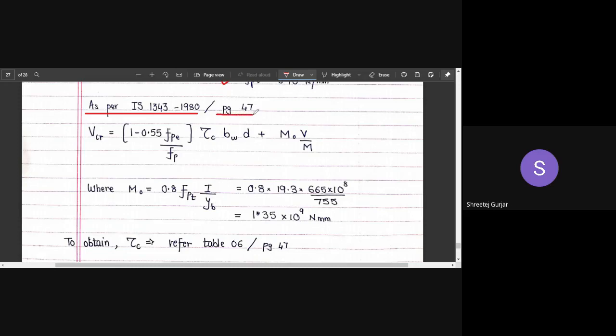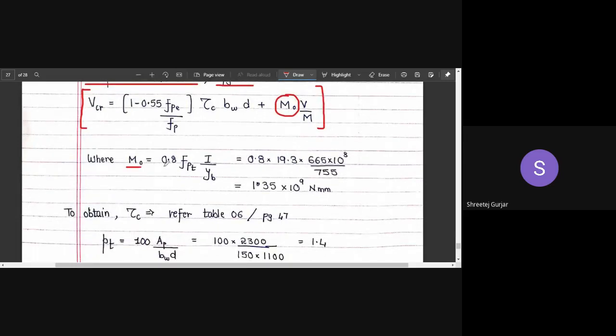Going to page number 47, at which we have now recently seen the VCR formula is given to us. This is written down over here. This is taken directly from the code book. Now here, M0: I have told you we have a particular formula for calculation of M0. So M0 is equal to 0.8 FPT I by YB. This formula is also given in your code book.